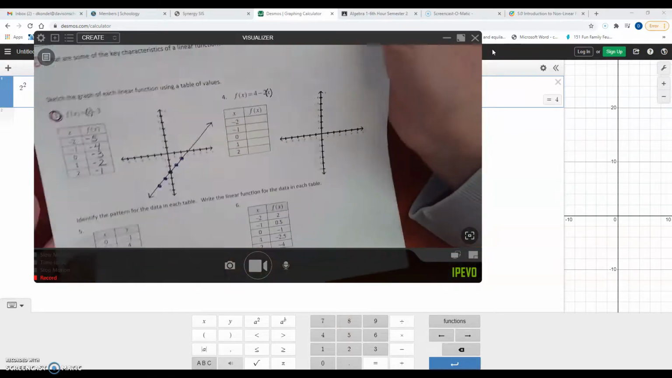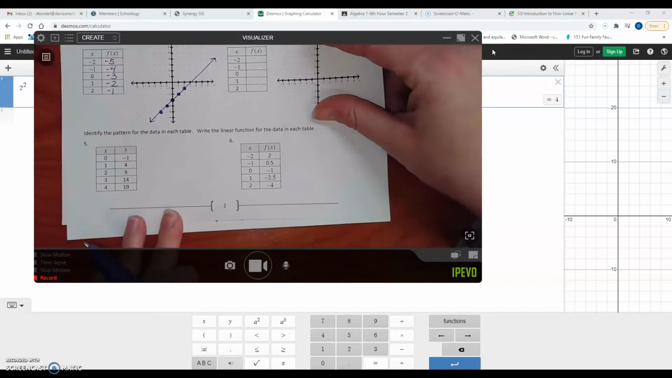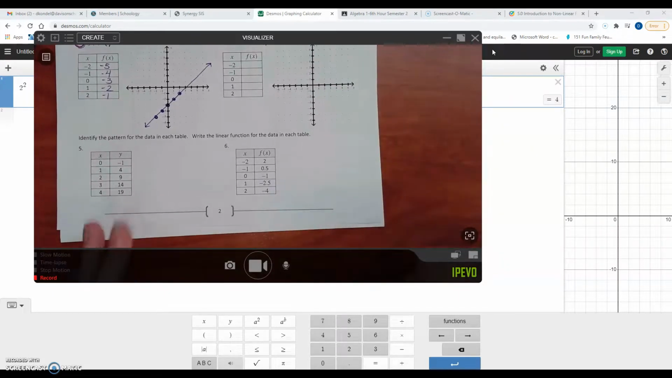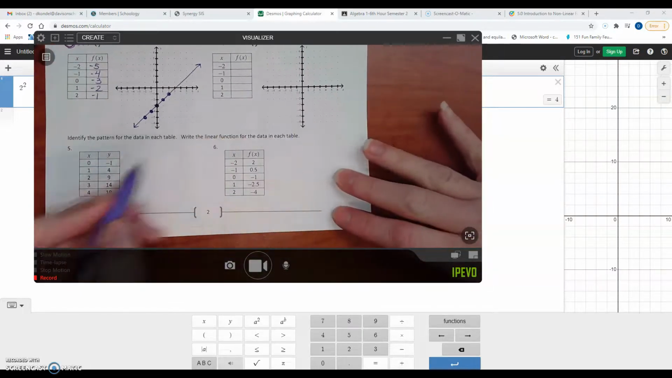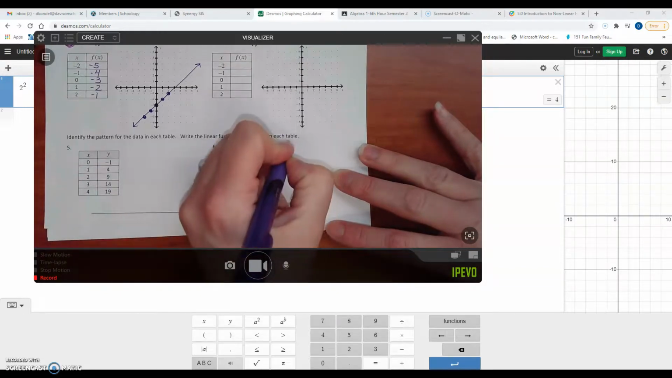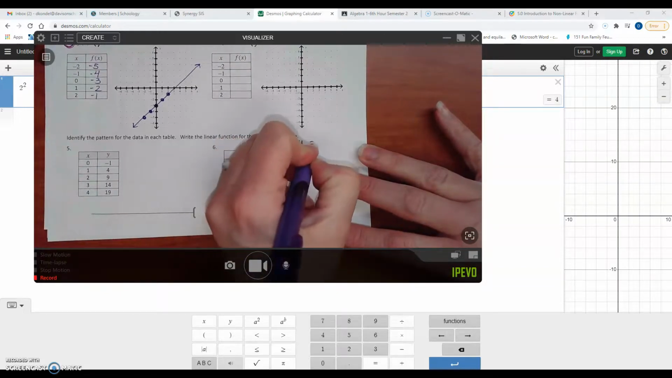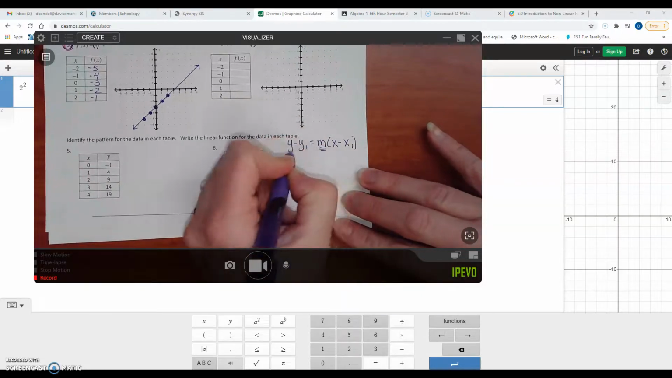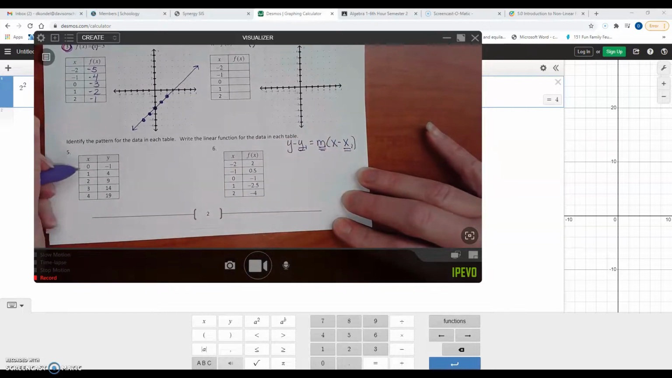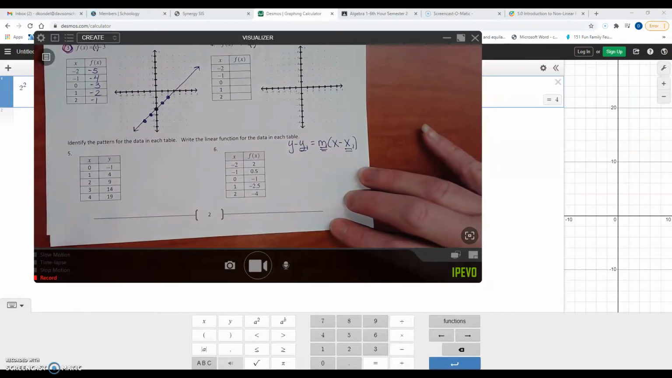The other thing we are going to do today, and I might run out of time, I'm hoping I don't have to make a second video, is we are going to have to identify patterns for tables, which you've done already. And if it's linear, if you have a pattern, you're going to write a linear function. Your linear functions will be in point slope form. So y minus y1 equals m times x minus x1. So we need to find the slope and then a point. And you're always going to use the first point they give you if it's a pattern.